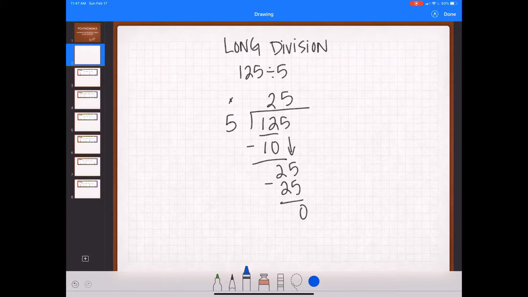So I want us to look at that process. We would multiply here, and then we would bring down here, and then at the end we would get a remainder if there was a remainder. So we're going to take that process and now we're going to apply it to polynomials.